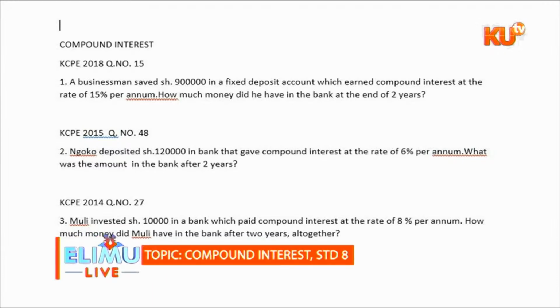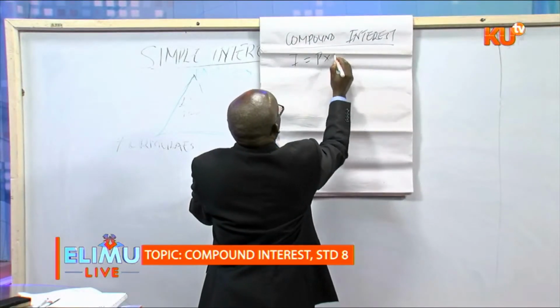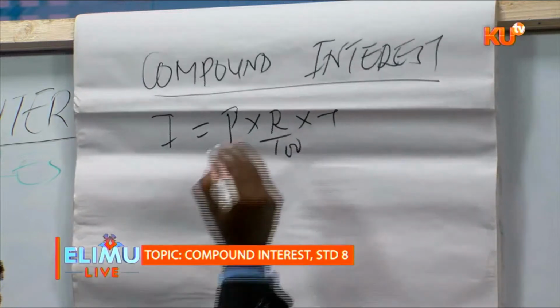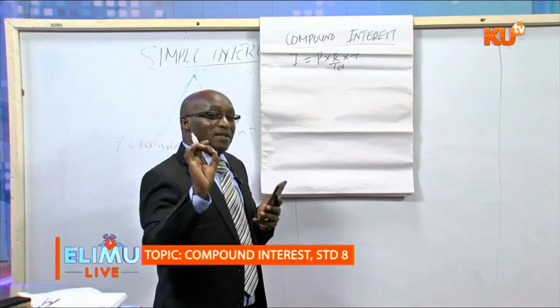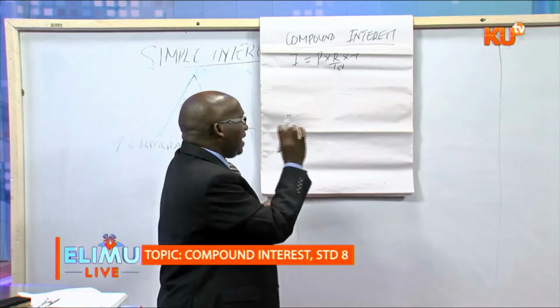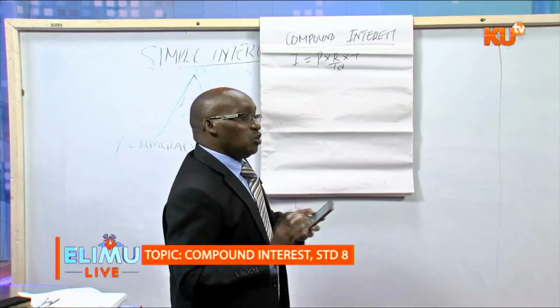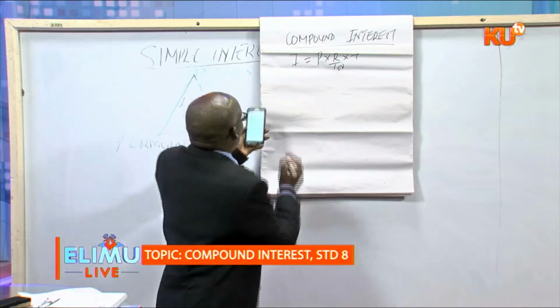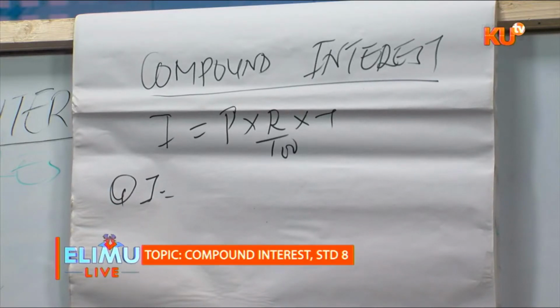Again, the formula is still the same. Interest is equal to principal times rate times time all over 100. Only that this time when you're calculating compound interest, the approach is different from the approach used when you're calculating simple interest. And so we start again by reading the question for understanding. After reading the question for understanding, you do what you call question interpretation.